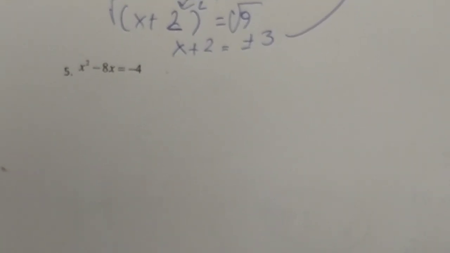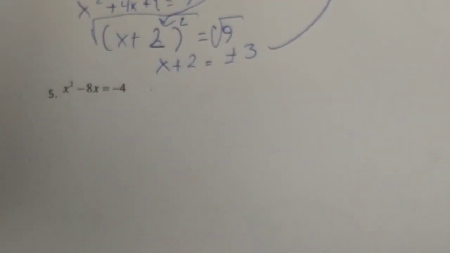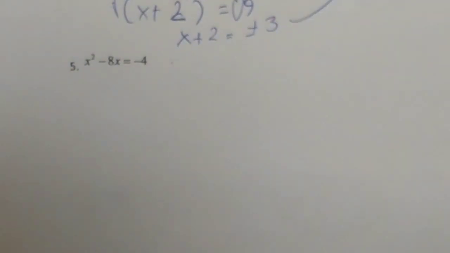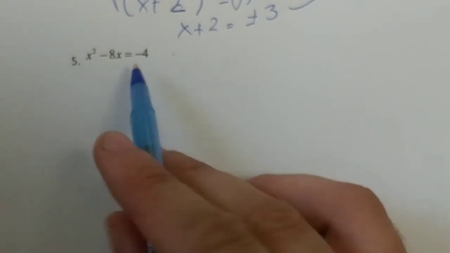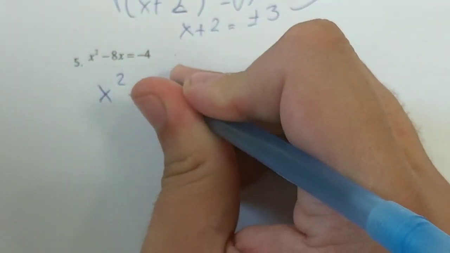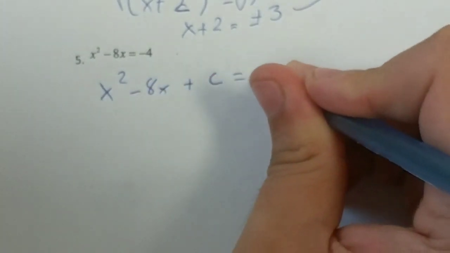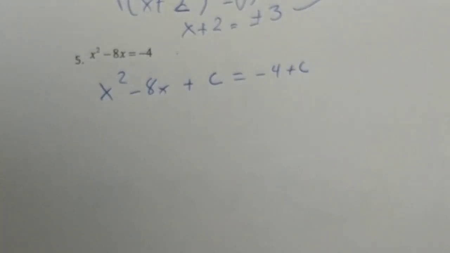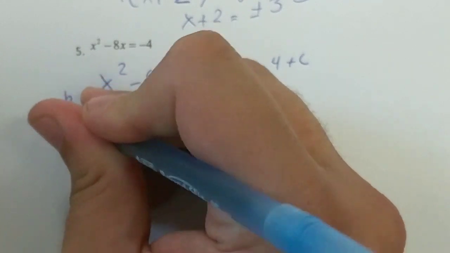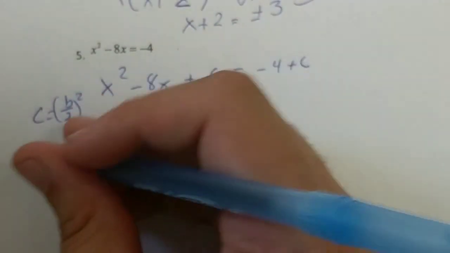I will do the next one almost as slow, and I'll do number 6 really quickly. Actually, number 6 I'll show you with the calculator. How about that? So number 5, we have x squared minus 8x equals negative 4. What's really good about that is that the x's are already by themselves. So I could do the plus c and negative 4 plus c right away. Remember, c equals b over 2 squared. Unlike me who didn't remember, it's b over 2 squared.